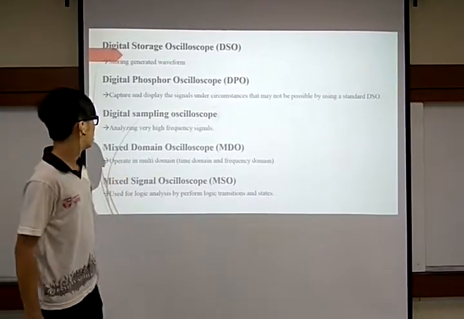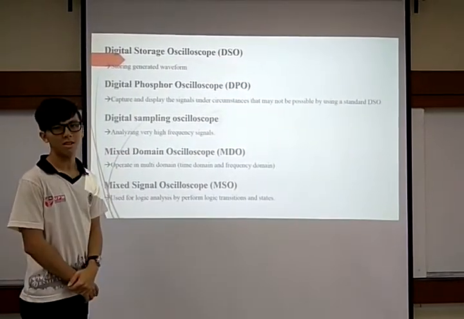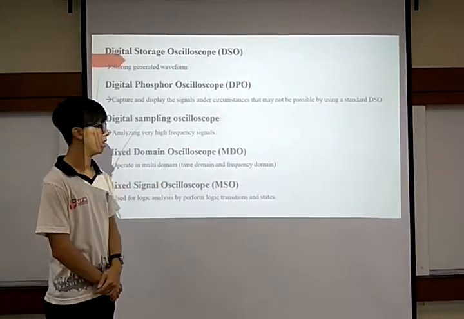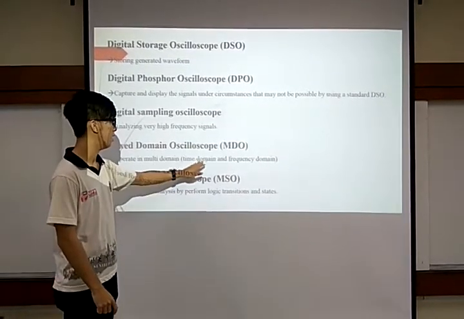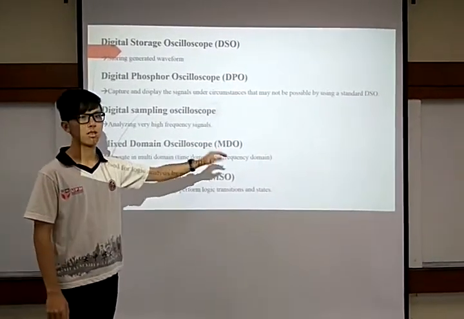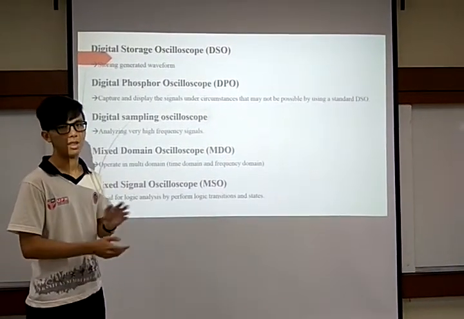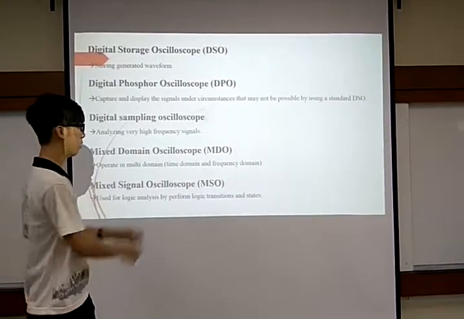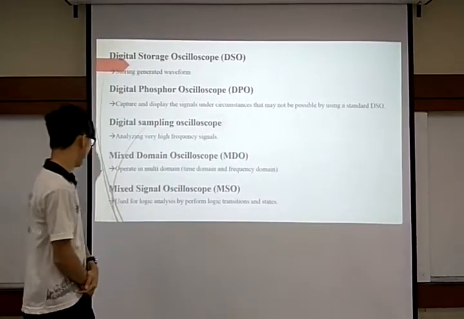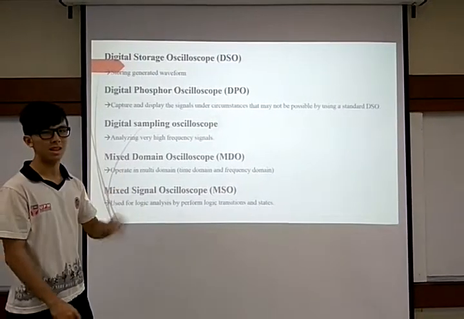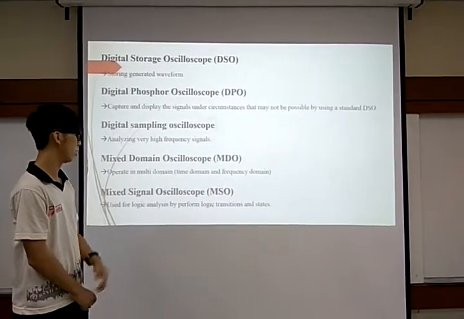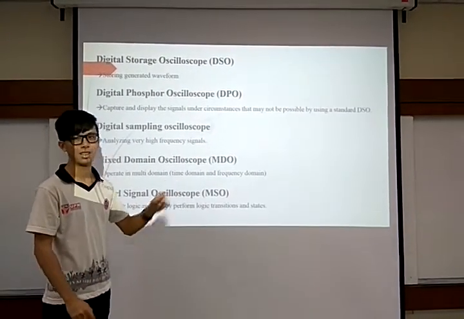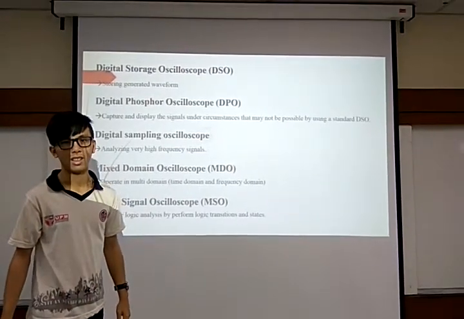The fourth is the mixed domain oscilloscope, which operates in multiple domains. It can determine the time domain of the signal and the frequency domain of the system, which allows the user to analyze the signal more easily with these two domains. The last one is the mixed signal oscilloscope, whose function is logic analysis by performing logic transitions and states. That's all for my presentation. Thank you.